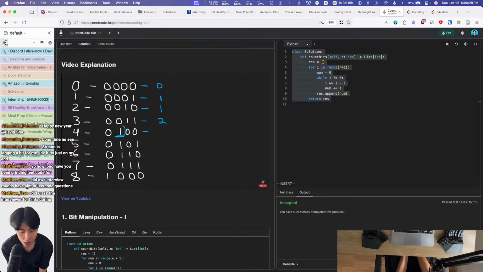this position, right? Because we just Can't believe this is a bit manipulation and dynamic programming solution.